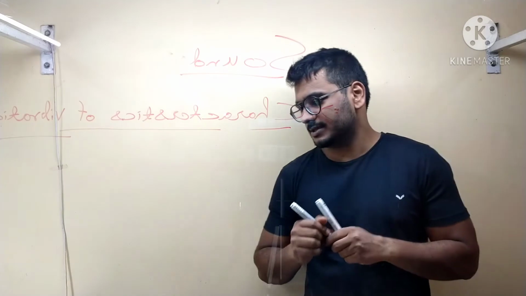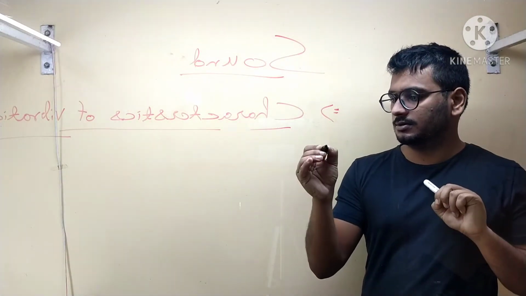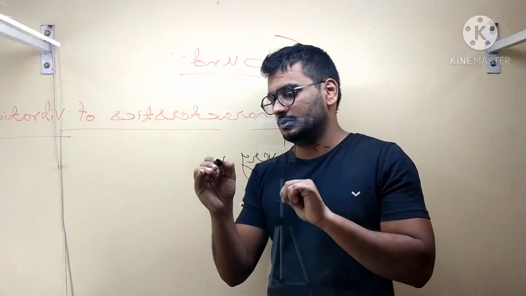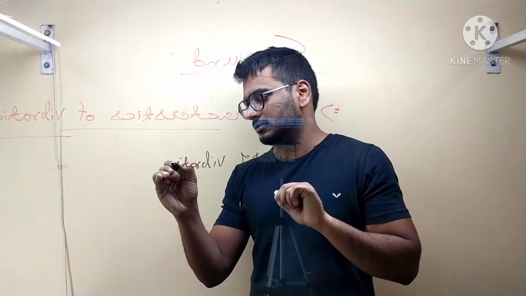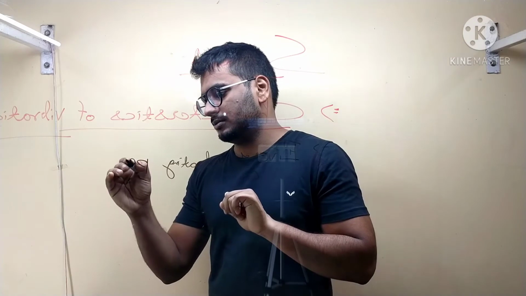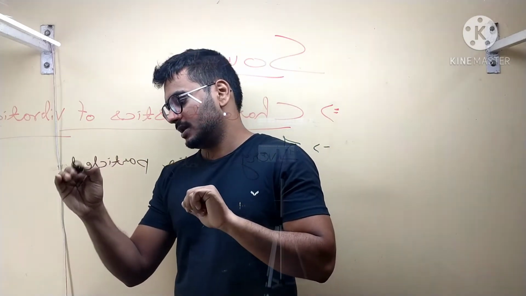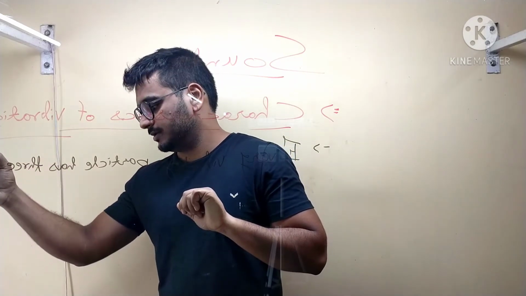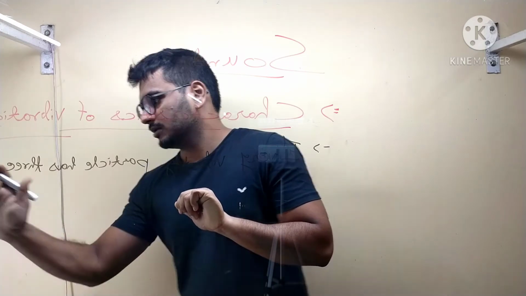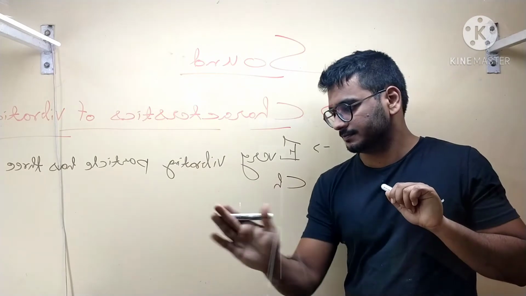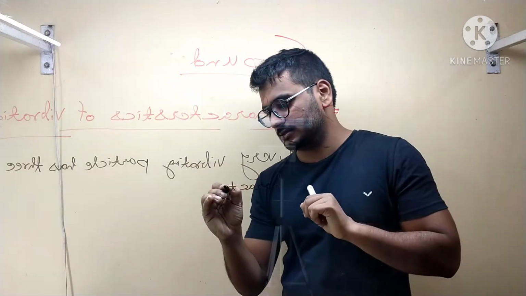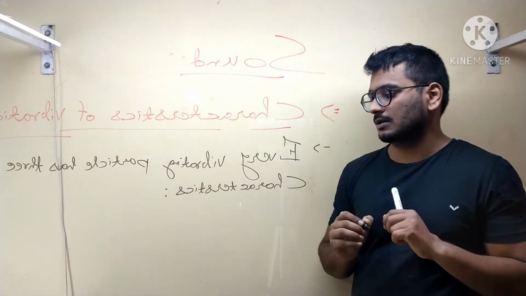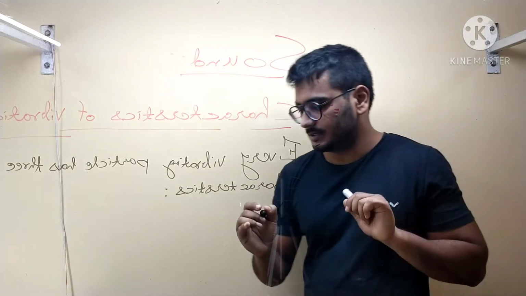Vibration has some characteristics. Just write down: every vibrating body or particle has three characteristics. We will discuss them one by one. Three characteristics. Number one is amplitude.